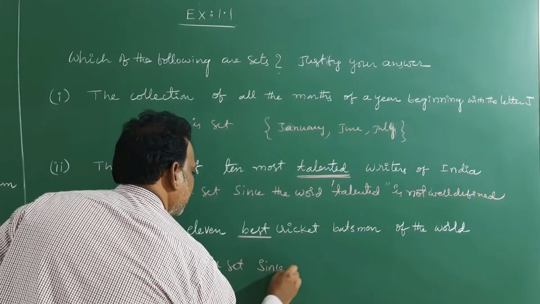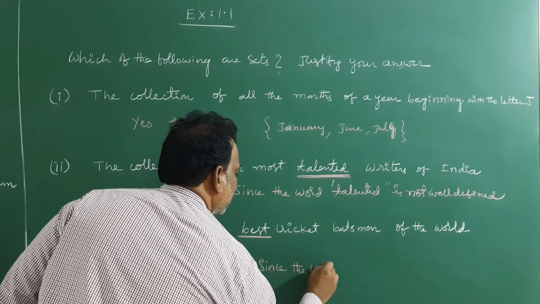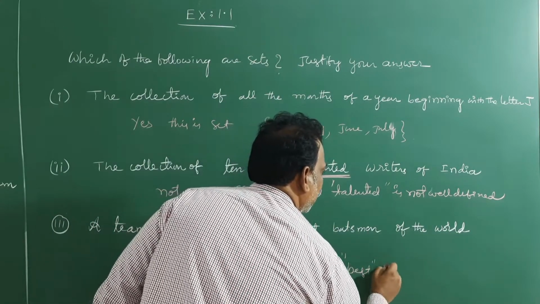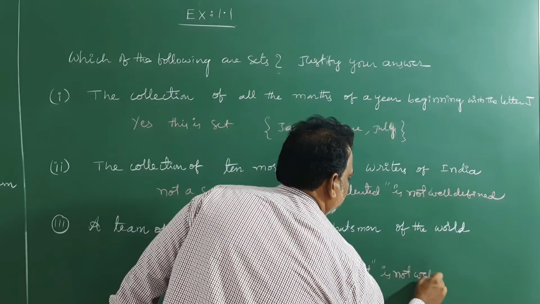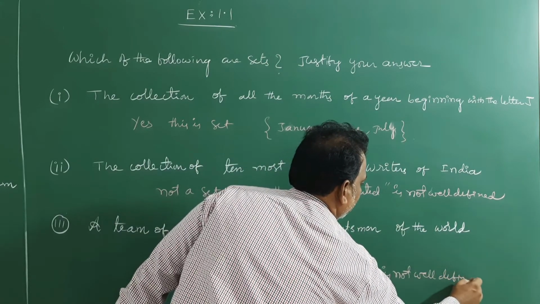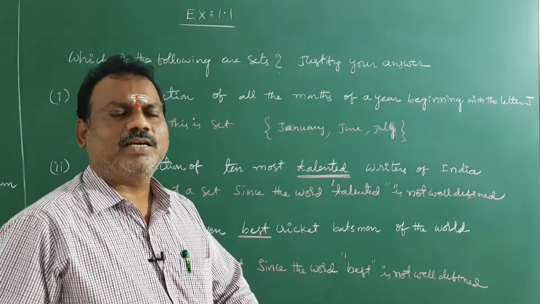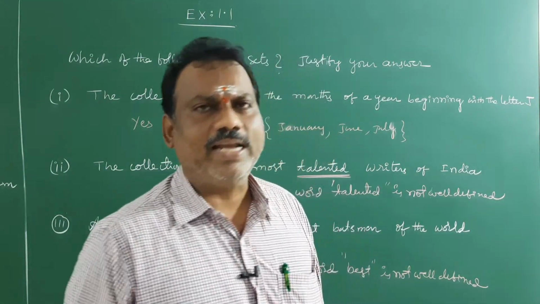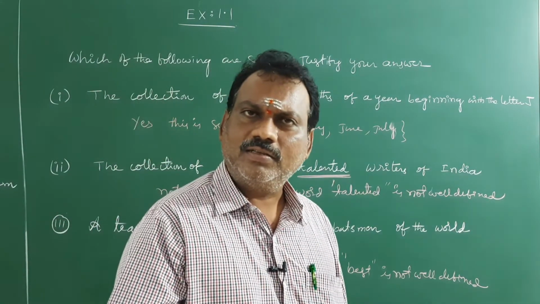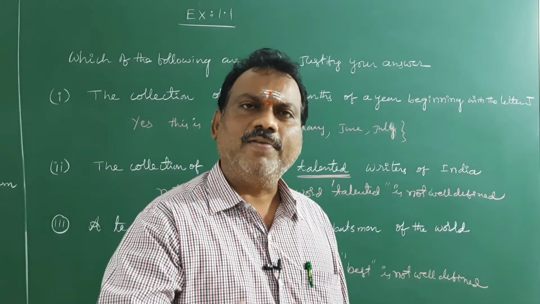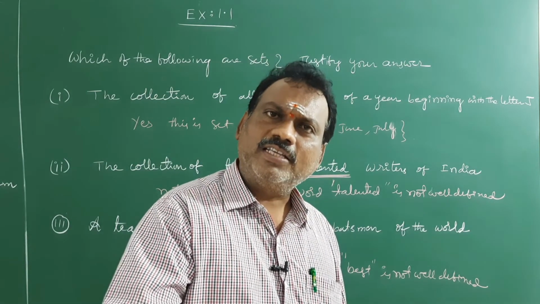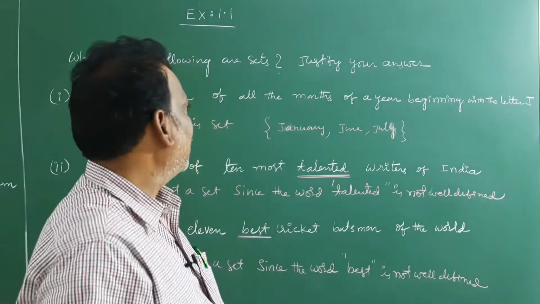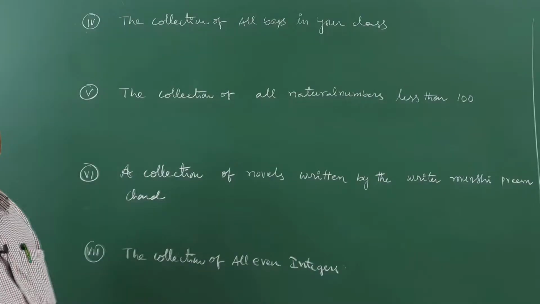Since the word best is not well defined. Clear, students? So like this you have to solve the questions in that exercise. They are very easy questions, we have nearly 10 questions. If it is a set, yes, it is a set. If it is not a set, it is not a set. Why it is not? You have to give the reason. Clear, students? Right. Now we'll continue the remaining problems.